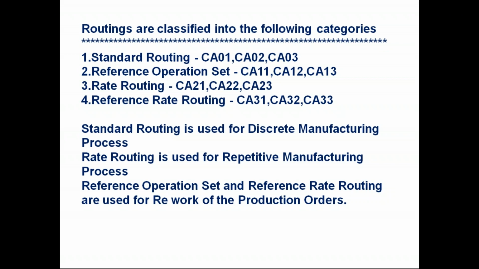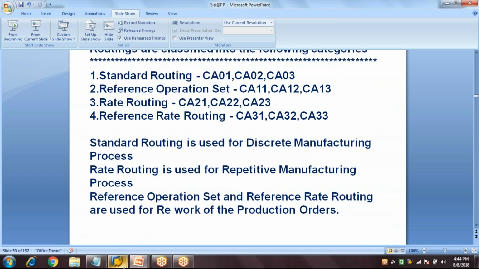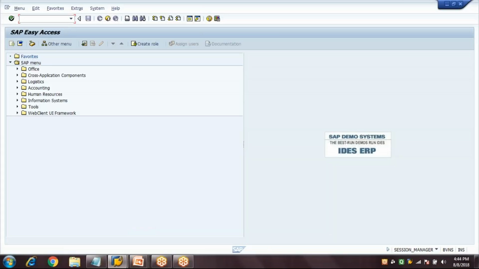The standard routing is mostly and widely used for almost all industries. Standard routing is used for the discrete manufacturing process. Rate routing is used for the repetitive manufacturing process. Reference operation set and reference rate routing are used for rework of production orders. This is very important. We majorly use standard routing, and rate routing is for the repetitive manufacturing process. Okay? Are you following?